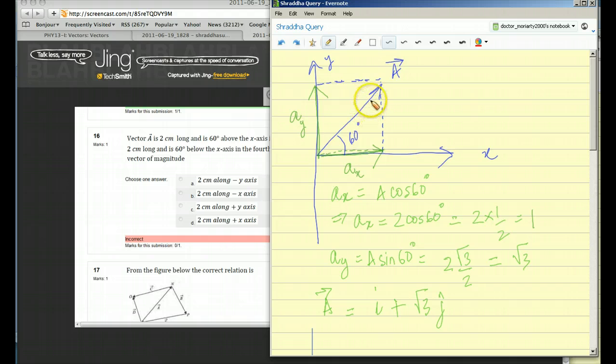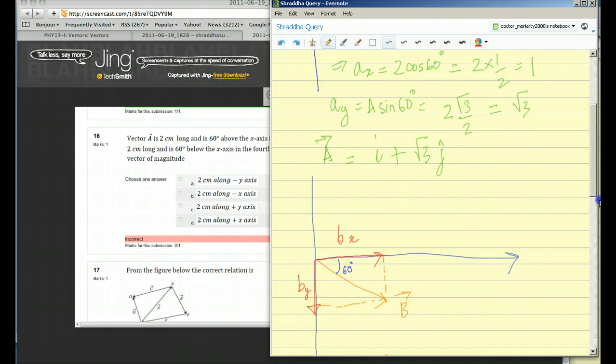So let's first look at vector A. As you can see, it's 60 degrees above the x-axis. I resolve it into its two components, Ax and Ay. Ax will be given by A cos 60, where A is the magnitude, which you know is 2. So Ax is 2 times cos of 60, which is 2 into 1 by 2 equals 1. Ay, which is the y component, is A sine 60, which is 2 times root 3 by 2, which is equal to root 3. Therefore, you can write vector A as i plus root 3 j.